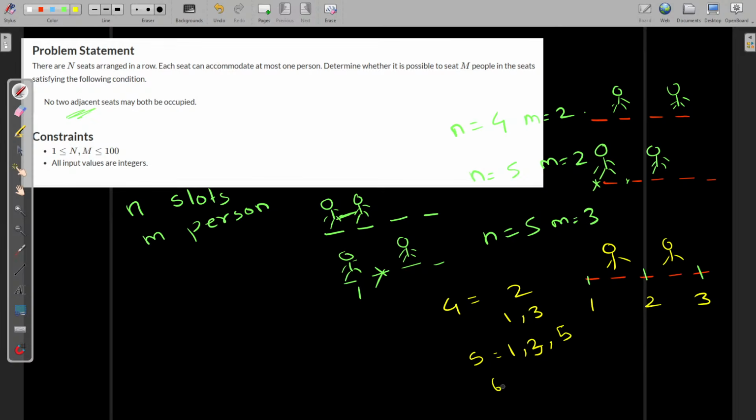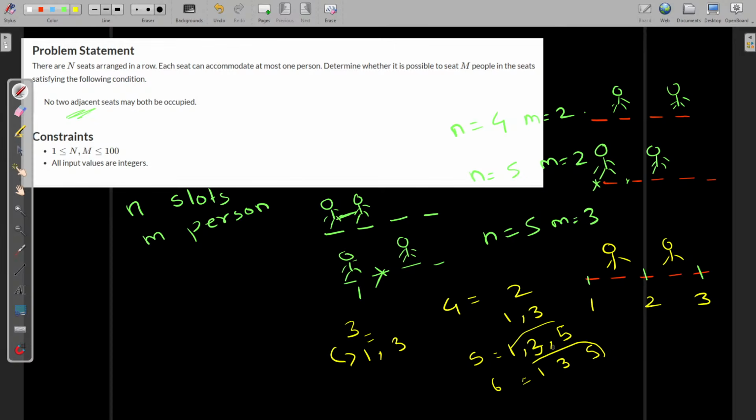If we have 6, we will go again 1, 3, 5. So over here you can see for 5 we have answer 3, for 6 we have answer 3, for 4 we have answer 2, for 3 we can place at position 1 and position 3, so again we have answer 2. So you can notice a pattern, right?